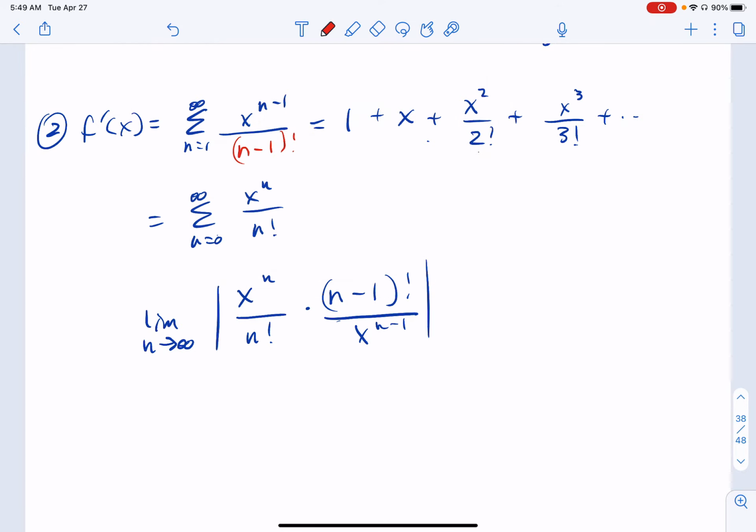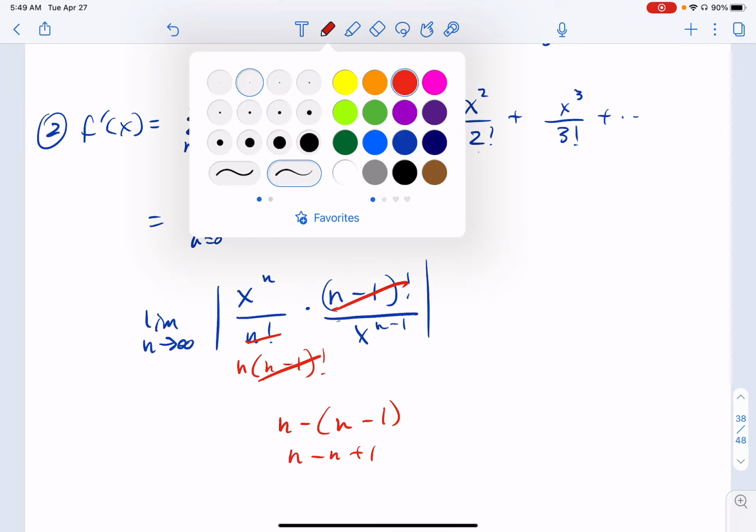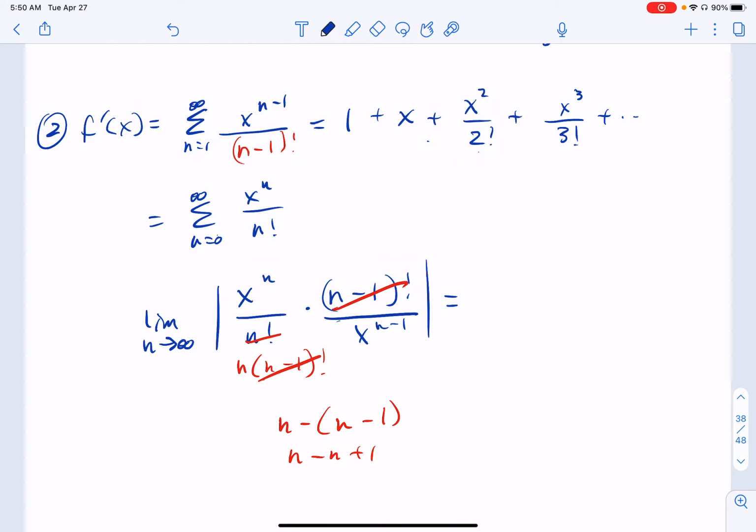And then cancellation here. So this n factorial is n times n minus 1 factorial, which cancels out right there. And then you have n minus n plus 1, so you have an x to the first power up top. The limit is not identical to what we had before, but it's very similar. As n goes to infinity, we have absolute value of x over, we're just left with a factor of n. Doesn't really matter because that's going to go to infinity. So this is equal to 0, which is less than 1. And its interval, once again, is all real numbers.